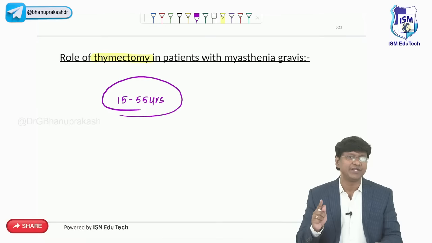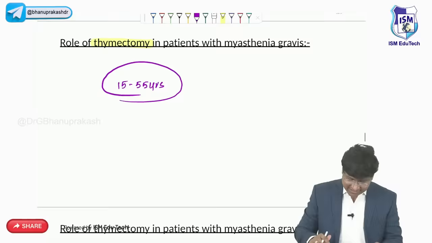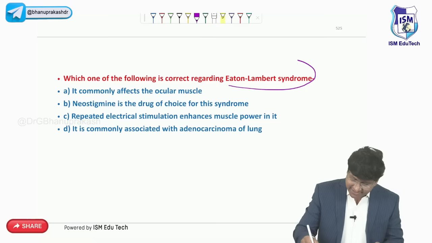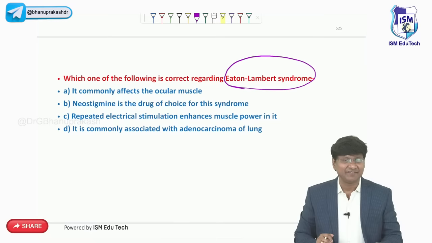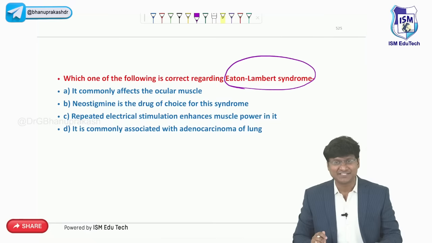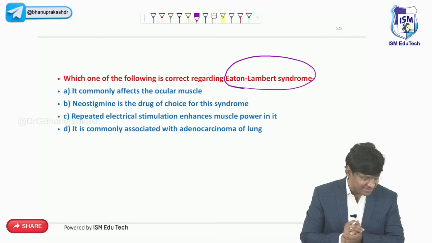And one more neuromuscular junction disorder is Lambert-Eaton myasthenic syndrome. Which one of the following is correct regarding Lambert-Eaton myasthenic syndrome? It commonly affects the ocular muscles. Neostigmine is the drug of choice. Repetitive electrical stimulation enhances the muscle power. And it is commonly associated with adenocarcinoma of the lung. So what do you think is the correct statement with Lambert-Eaton myasthenic syndrome? Any one of you?